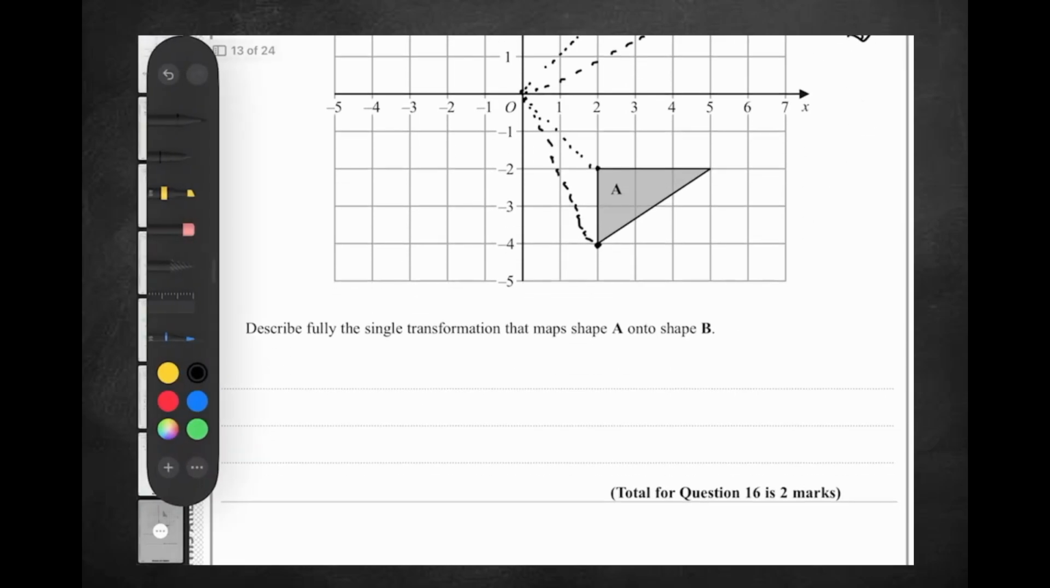So we're going to say a rotation of 90 degrees clockwise, that's important, through (0, 0).